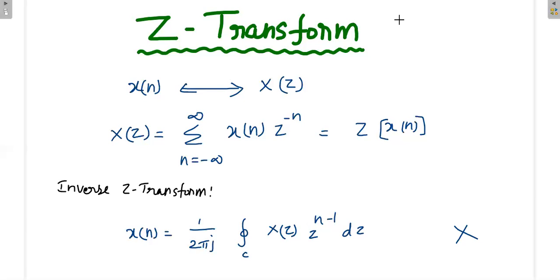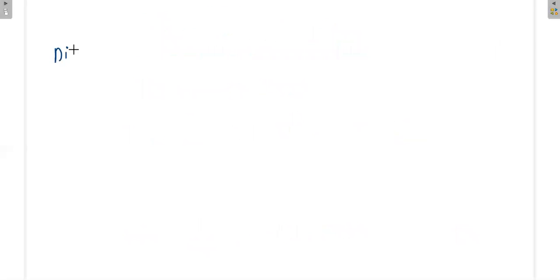Again, the Z transform for a discrete signal. First we calculated the discrete time Fourier transform. For a discrete signal we have studied the discrete time Fourier transform. Now for the same signal we can also write the Z transform. Then what is the difference here? If the signal is discrete, for that signal we have written the discrete time Fourier transform. For the same discrete signal we are writing the Z transform.